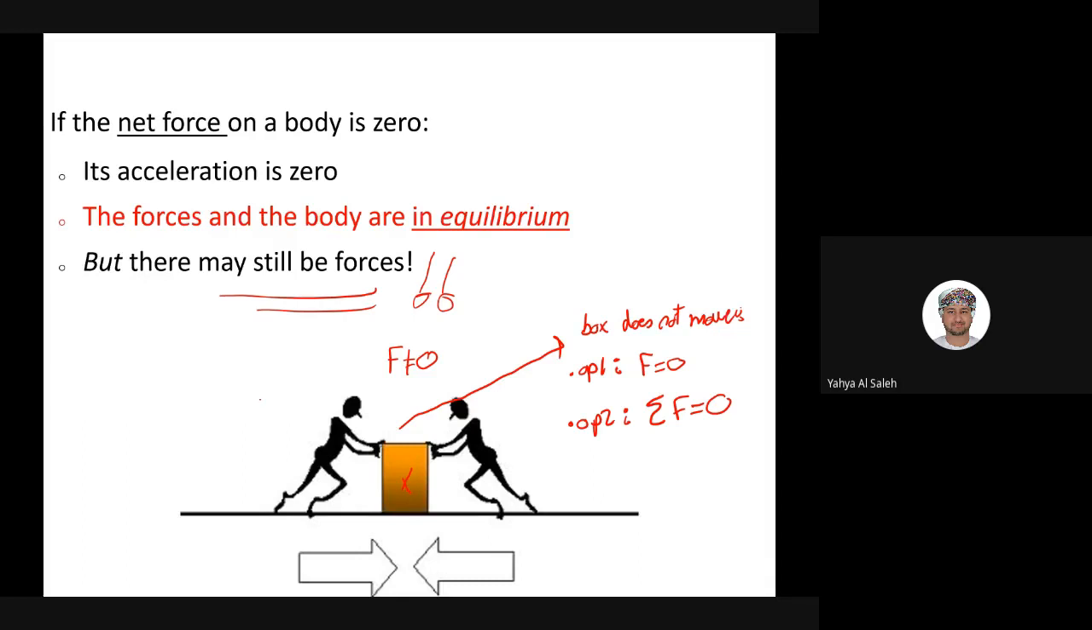So it might be that this person is pushing with 100 newtons in this direction, and this person is pushing with 100 newtons in this direction. Since force is a vector, 100 plus minus 100, because it's in the opposite direction, is 0 newtons. This is why our net force is equal to 0 and there's no acceleration. This is very, very important, and we will be using the concept of net force over and over again in the upcoming sections and chapters.